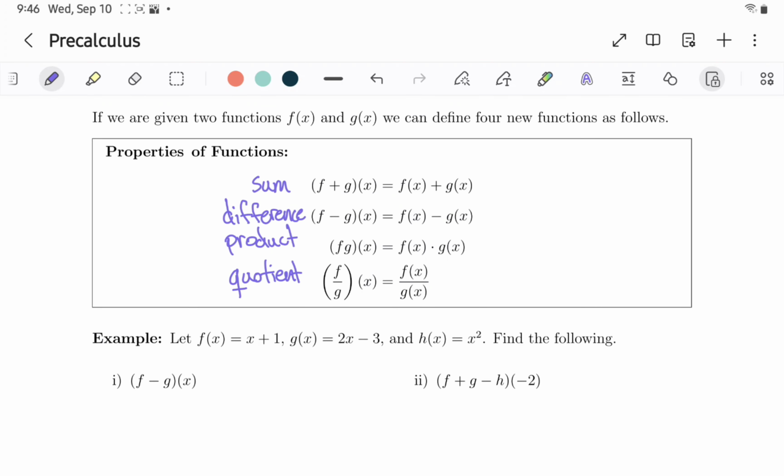All right, let's get into our examples. So in these examples, we are going to let f of x equal x plus 1 and g of x equal to 2x minus 3 and h of x is equal to x squared. Okay, and we want to find the following. So in example 1, we are just asked to find f minus g of x. So according to the properties of functions above, well, this is just going to equal f of x minus g of x.